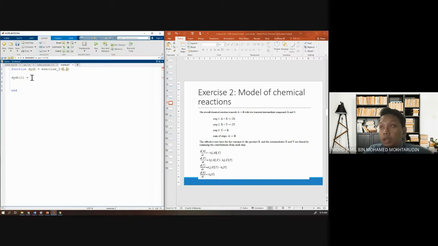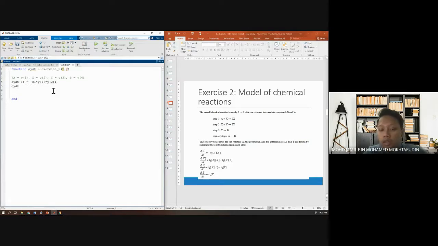Okay, so A represent y1, okay, and then X represent y number 2, and Y represent y number 3, and B represent y number 4. Okay, so even though each of these ODE has different name, but make it the same name, okay, so that you don't confuse. Okay, so dy dt number 1 equals negative K1 times A. So A is y1, and then times X. So X is y2.